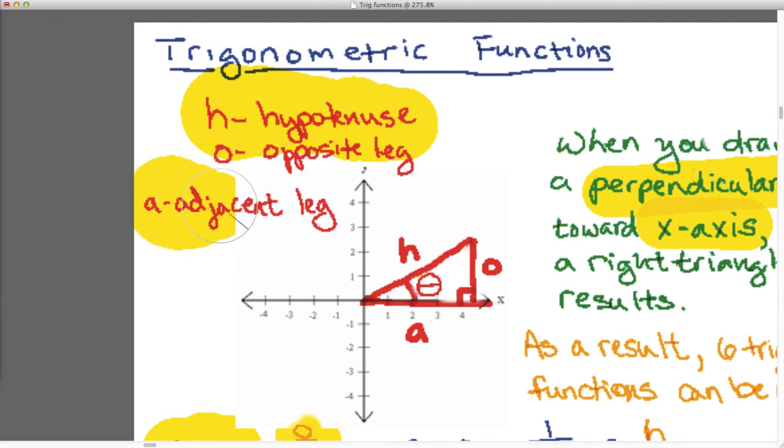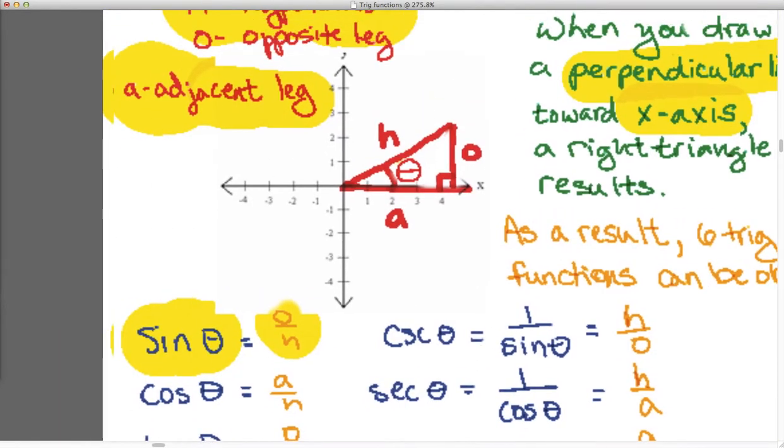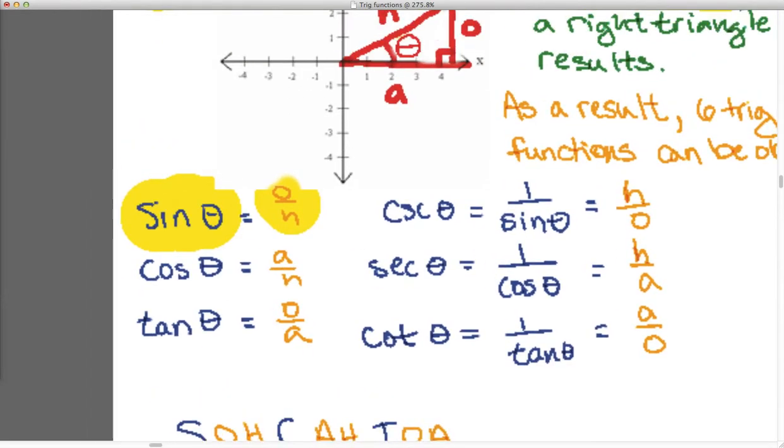and then we have O as the opposite leg, and I guess it's not letting me highlight that. Okay, and A is the adjacent leg. So based off of that, a few things emerge. First, there's trigonometric functions that emerge.